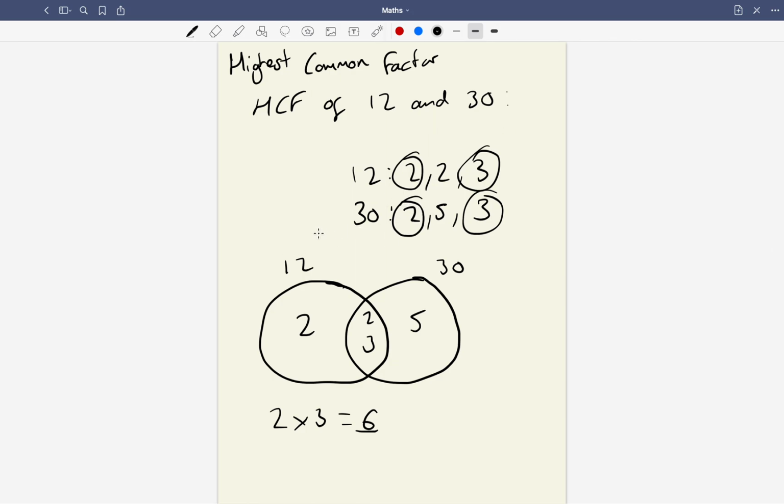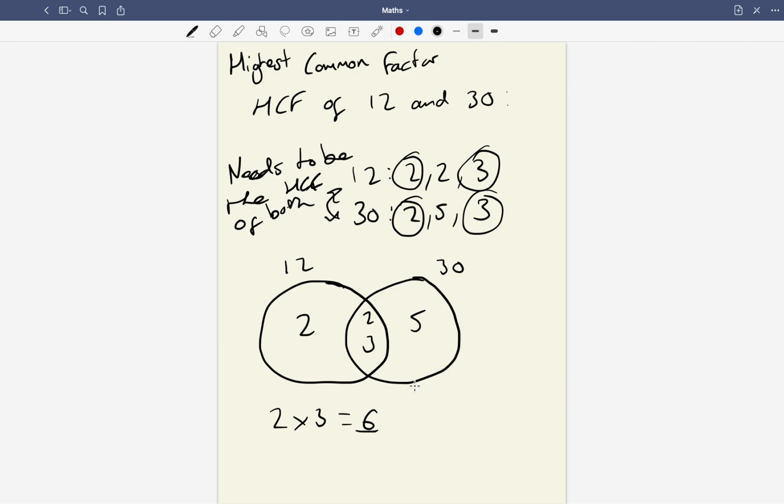What that means is it's the highest common factor of 12, but also the highest common factor of 30. So obviously 6 isn't the highest common factor of 30 by itself. That's a different number. However, it's the highest common factor of 30 that's also a factor of 12, so it needs to be both. It needs to be the highest common factor of both for it to be true.